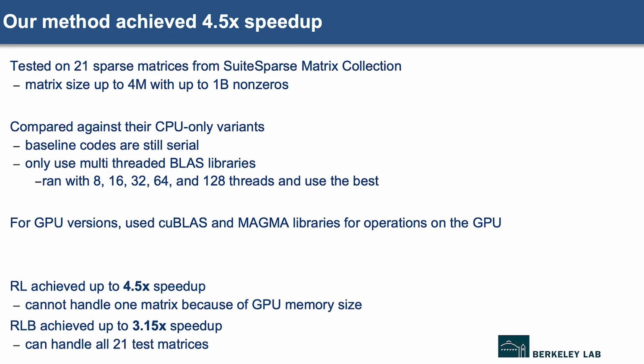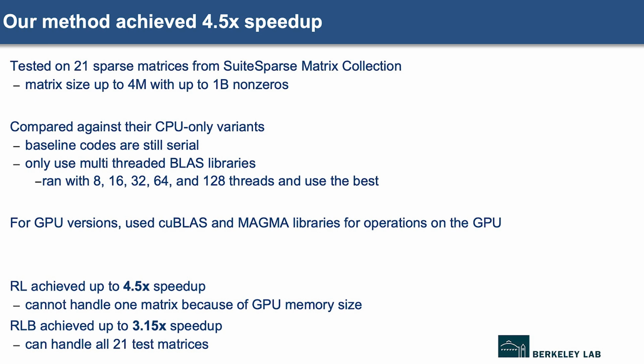We tested our method on eleven sparse matrices from the SuiteSparse matrix collection, where the matrix sizes are up to 4 million with up to 1 billion nonzeros. We compared our methods against their CPU-only variants. Note that the baseline codes are still serial, but we use multi-threaded BLAS libraries. We run them with multiple numbers of threads and use their best times. And for GPU versions, we used cuBLAS and MAGMA libraries for operations on the GPU.